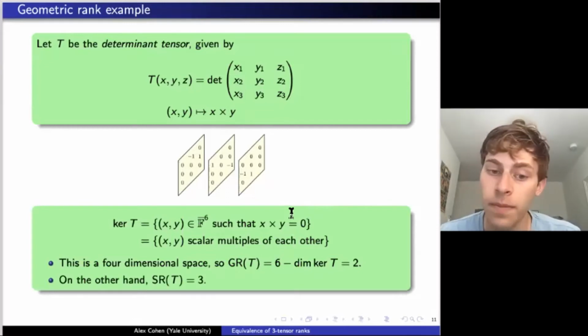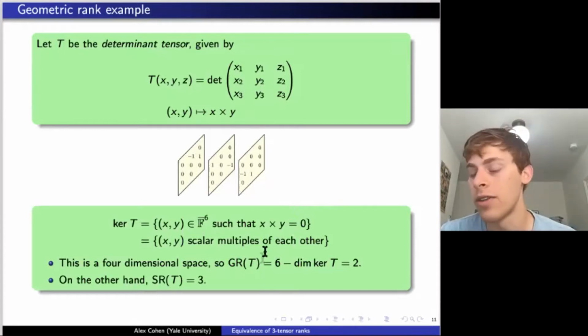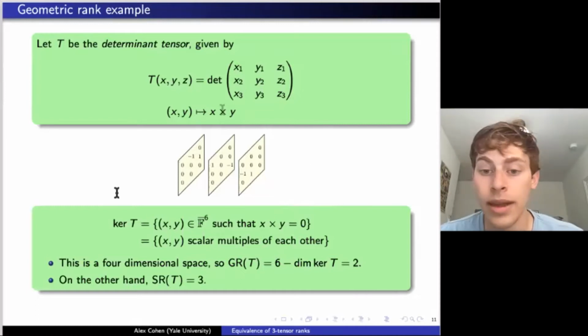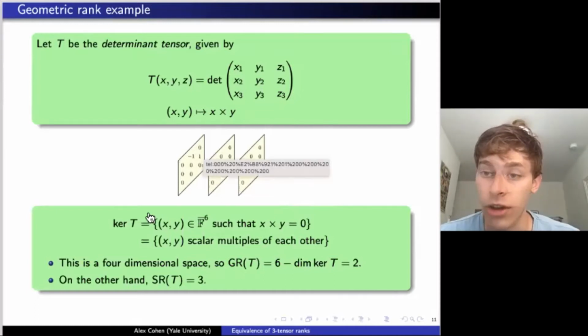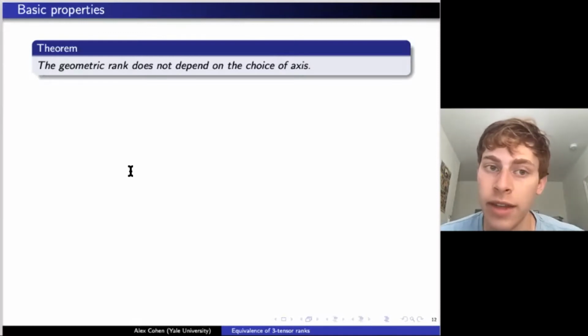On the other hand, you can prove that it actually has full slice rank. The slice rank is 3. There's no way to slice it up with only 2 pieces. So these two notions are genuinely different in general. Okay, now we're going to talk about some basic properties of the geometric rank.